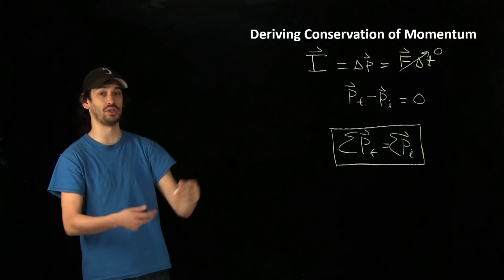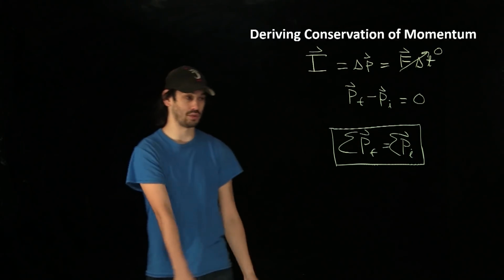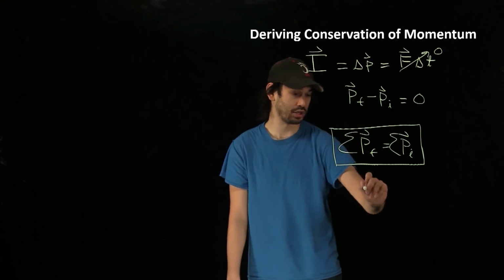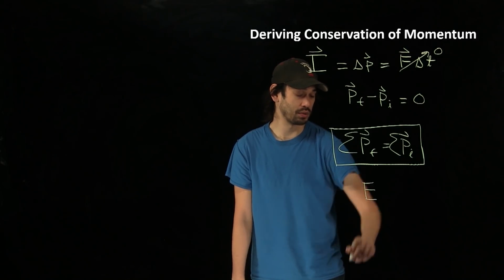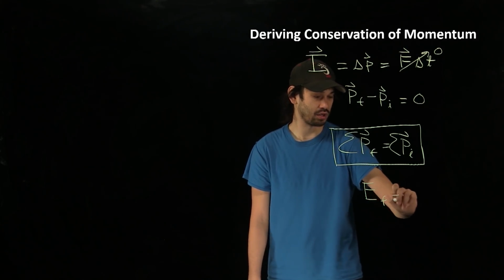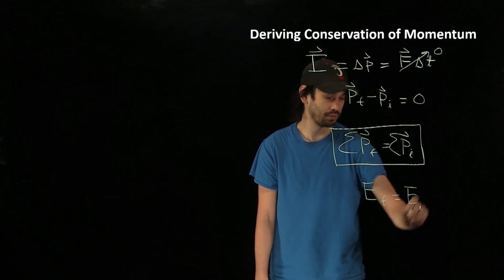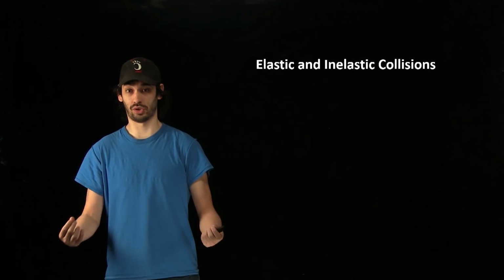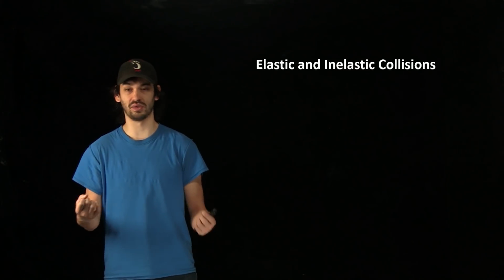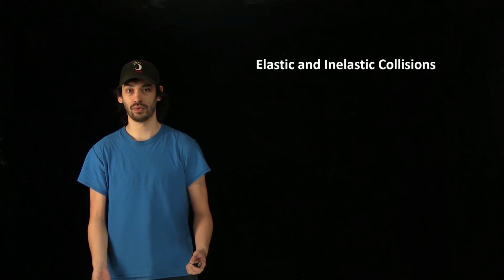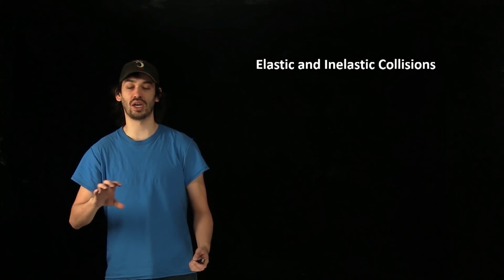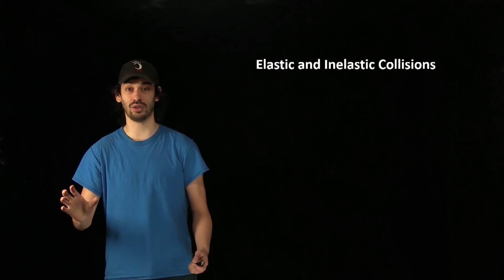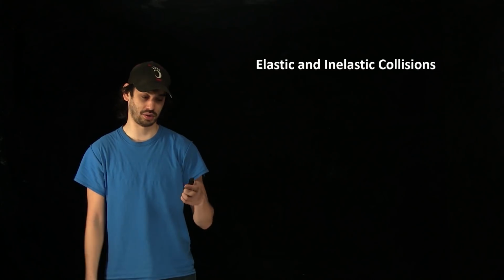Now, looking at this equation, it harkens back to another conservation that we had, and that was the conservation of energy. So if energy was conserved, we would say that Ef is going to be equal to Ei. Okay? So when we talk about situations where momentum is conserved, there are typically two types of situations that we're looking at. And these are different types of collisions. First, we have the elastic collision and the inelastic collision.